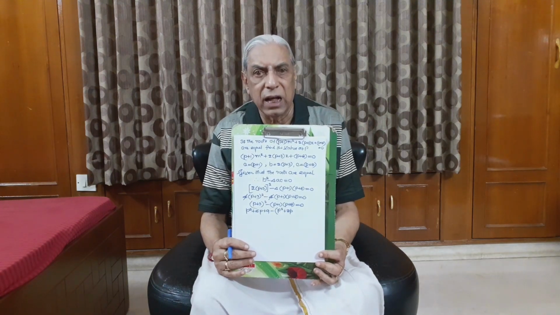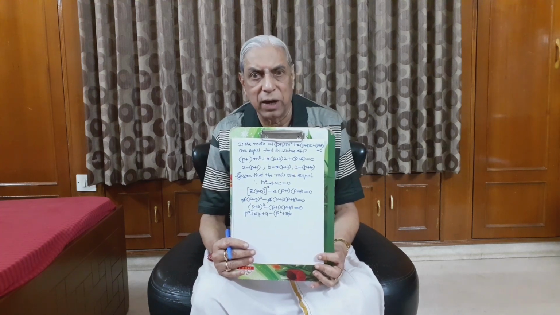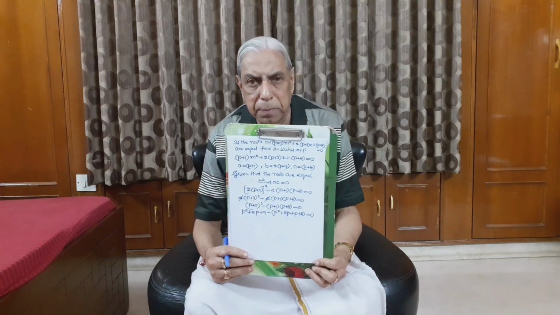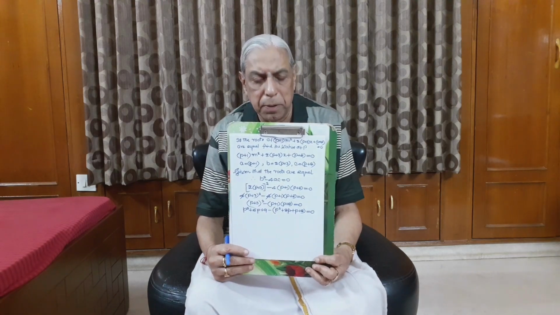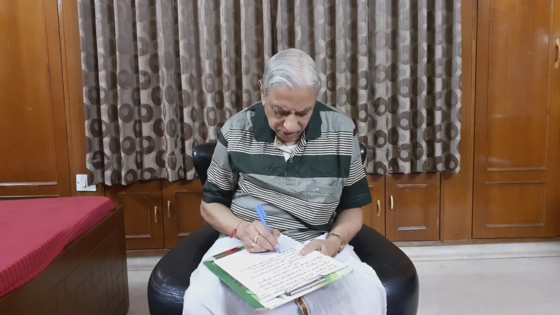Then 1 multiplied with p plus 8. When I multiply p plus 8 by 1, it remains the same, plus p plus 8 equals 0. Please understand, I have multiplied p plus 1 with p plus 8. Then simplify it further. P square plus 6p plus 9 as it is.